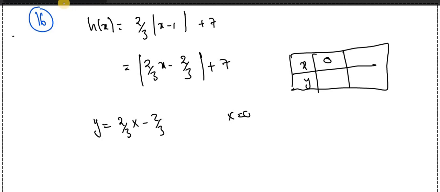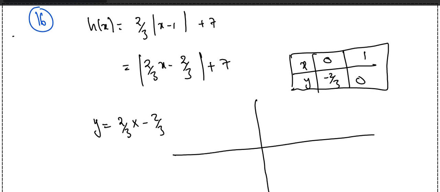X and y, take this. When x is equal to 0, we get a negative 2/3. When y is equal to 0, we get a 1. So technically, this is supposed to be positive because it was in a modulus, but then because I have omitted the modulus expressions, no wonder it's coming out to be negative. So there's 0, negative 2/3, and there's 1, 0.